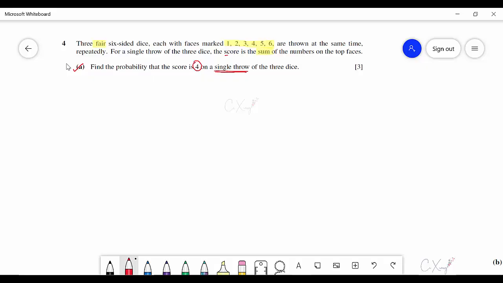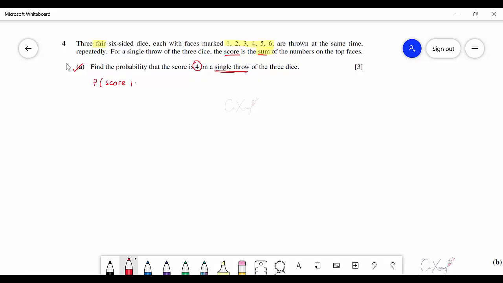Okay, because here they already mentioned the score is the sum of the numbers on the top faces. So that means you are having 3 top faces, right? When you throw the dice, the 3 dice in a single throw. And then what is the probability that you will get 4? The sum is equal to 4. All right, so maybe you can try to write it out.